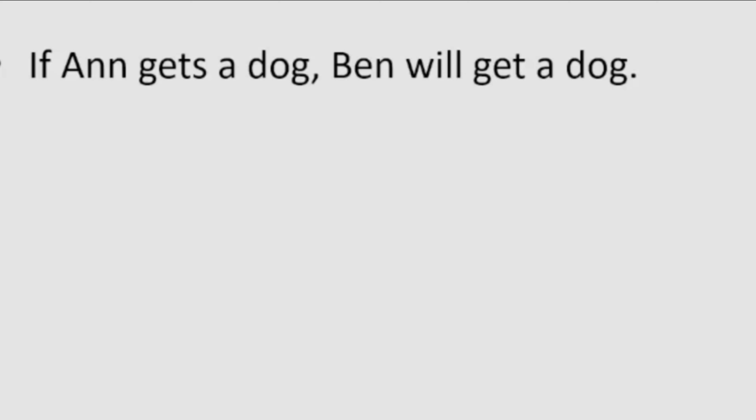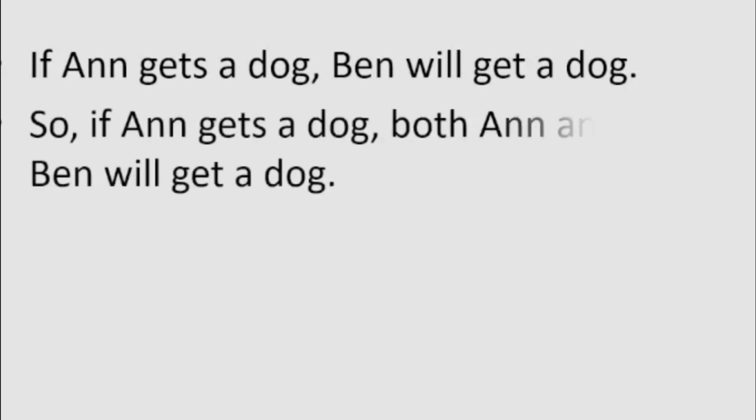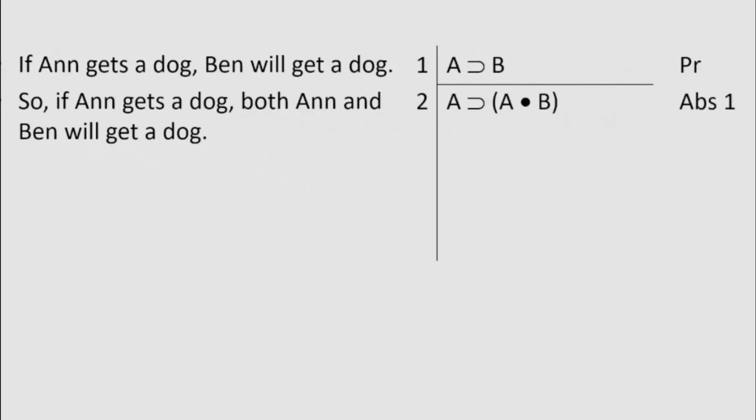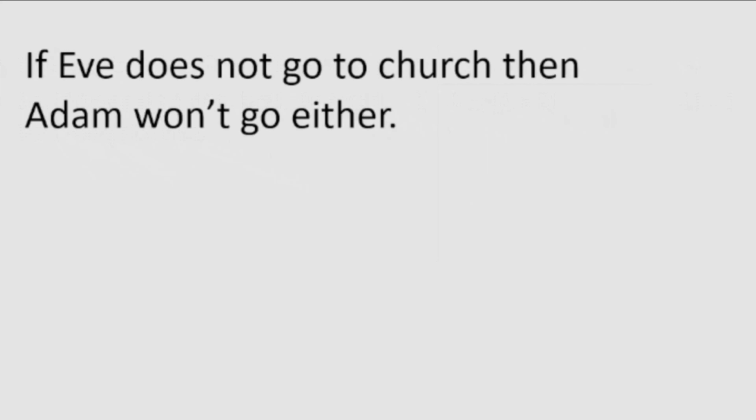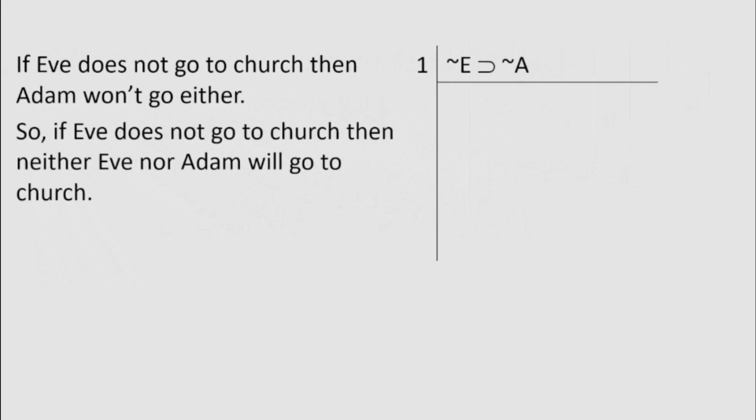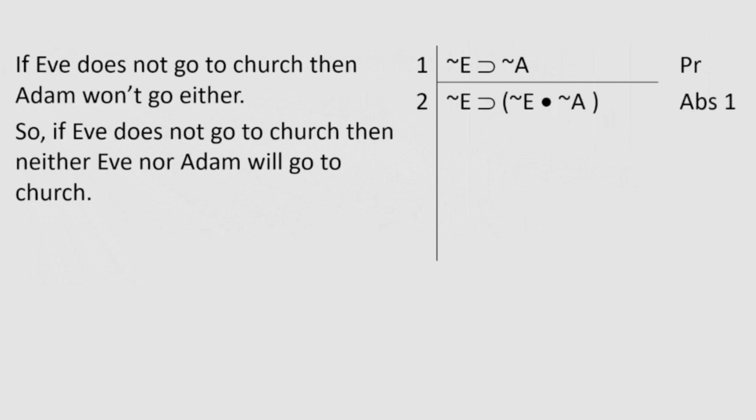If N gets a dog, then Ben will get a dog. So, if N gets a dog, then both N and Ben will get a dog. If Eve doesn't go to church, then Adam won't go either. So, if Eve doesn't go to church, then neither Eve nor Adam will go to church.